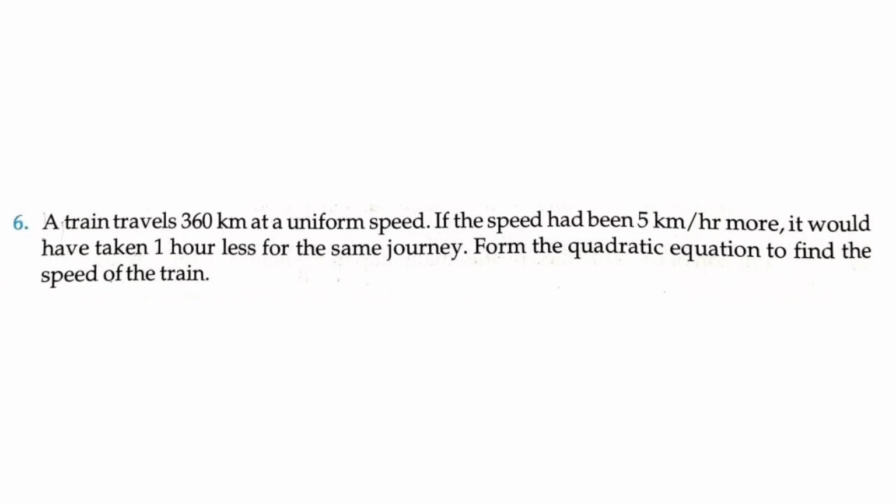A train travels 360 km at a uniform speed. If the speed had been 5 km per hour more, it would have taken 1 hour less for the same journey. Form the quadratic equation to find the speed of the train.